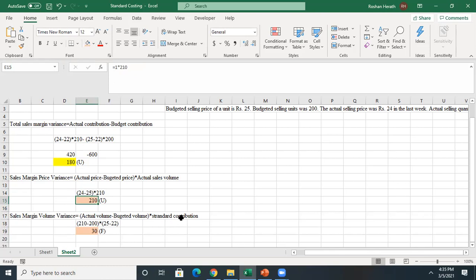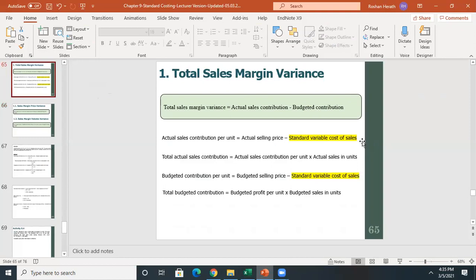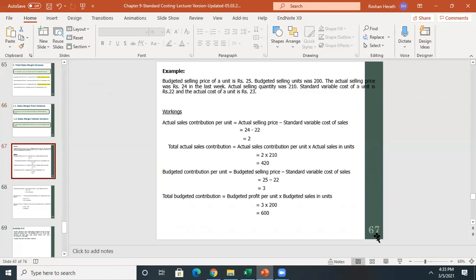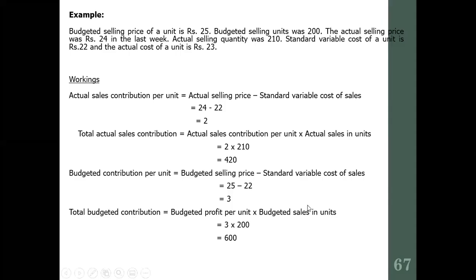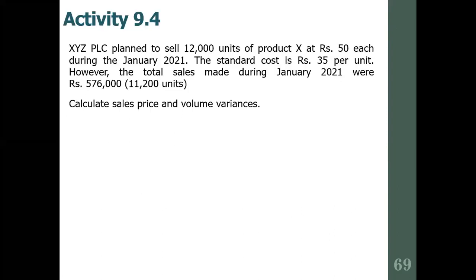So here the key point, when it comes to the standard or the actual contribution, you use the standard variable overhead cost. You need to remember this, but once you work out a couple of questions, it may become familiar to you. So this is what we have worked out. Let's work out one question on that, then that would be more convincing.